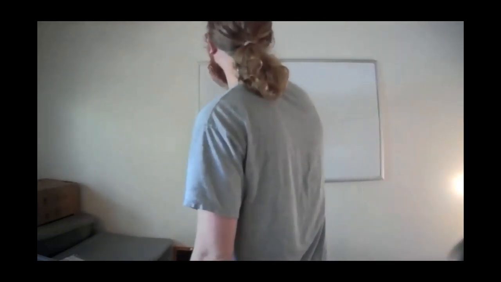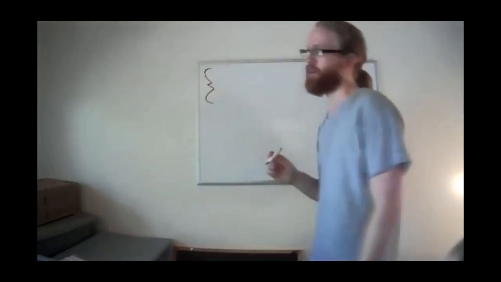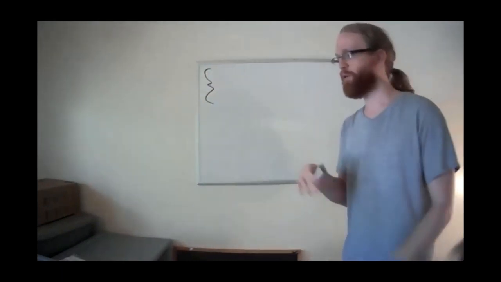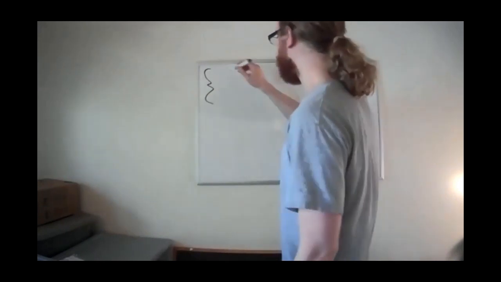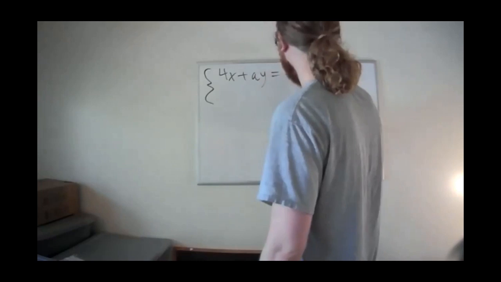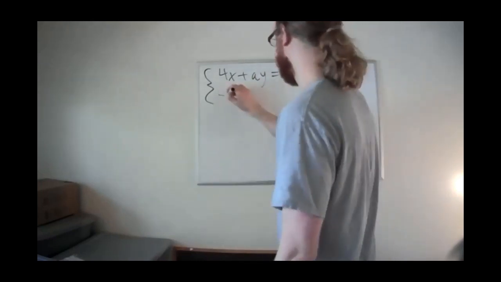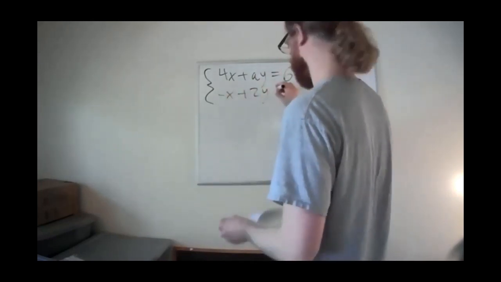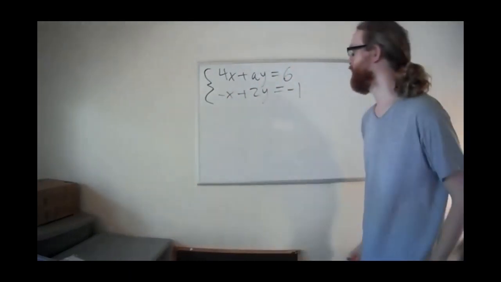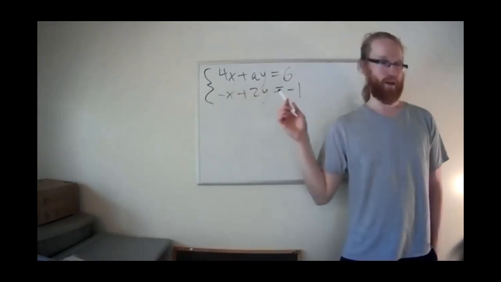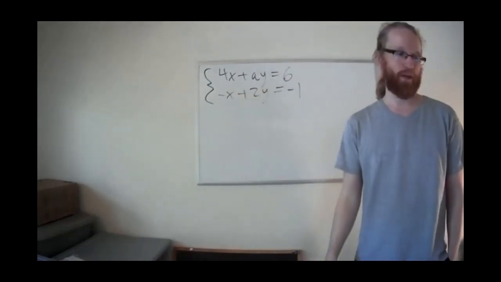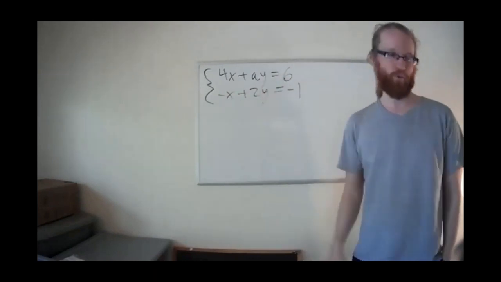And I forget which problem this was on the activity. Maybe like 14. I don't know. But you'll see what I mean here in a second. I'm going to write down a problem like this, a system of equations. I have a specific one in mind here. So I made up this problem: 4x plus a times y equals 6, and negative x plus 2y equals negative 1. And so there's this a here in front of the y.